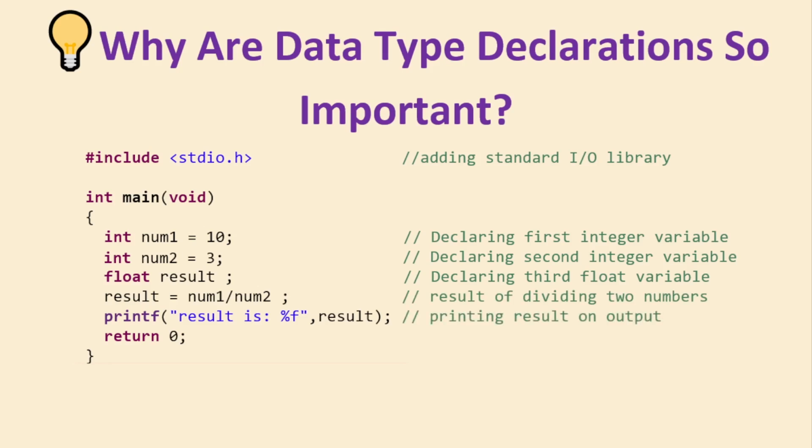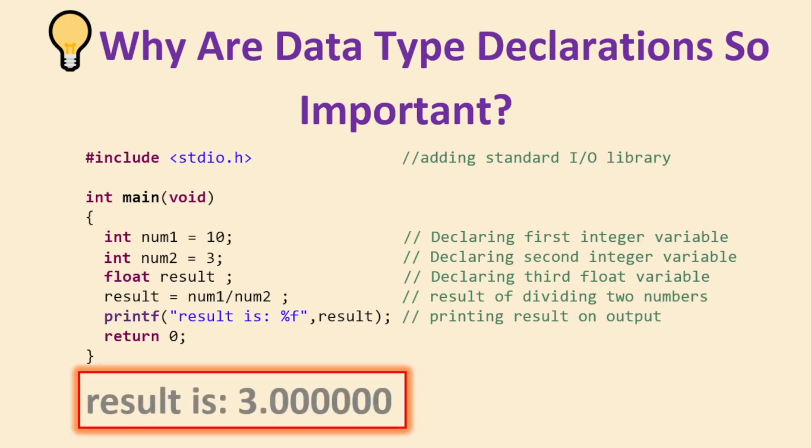And what do you think the output will be? Wait, surprisingly, the result is 3. But why is that? We stored the result in a float variable which can hold decimal numbers. The issue is that both num1 and num2 are integers. When dividing two integers, the result is calculated using integer division. So the fractional part is discarded.